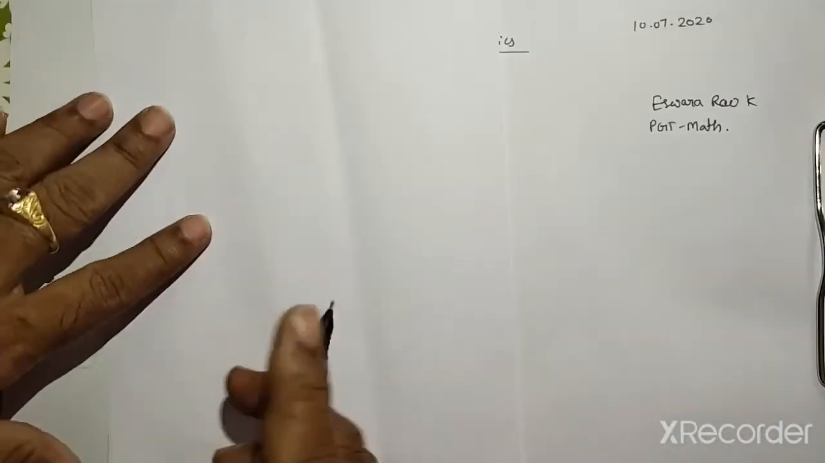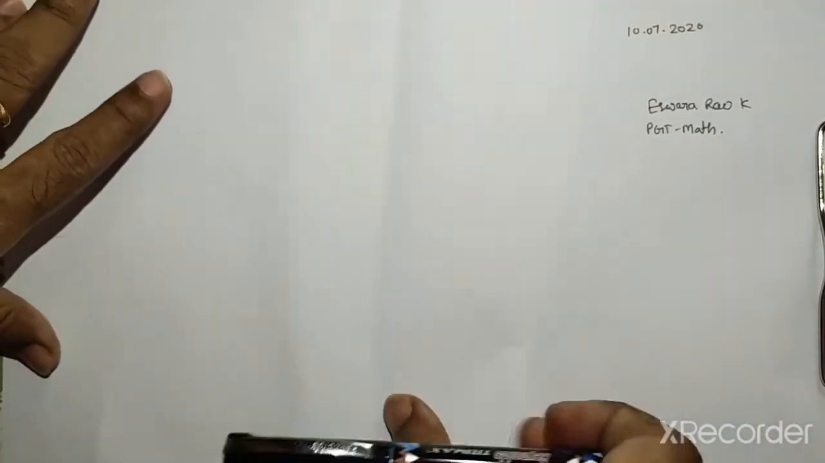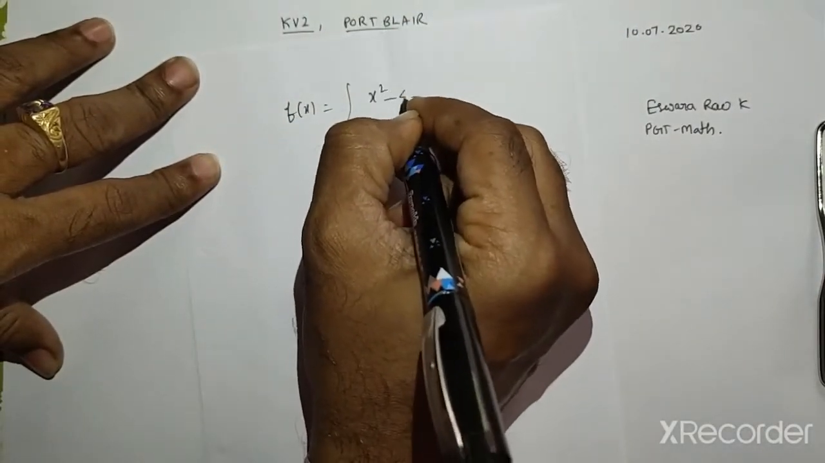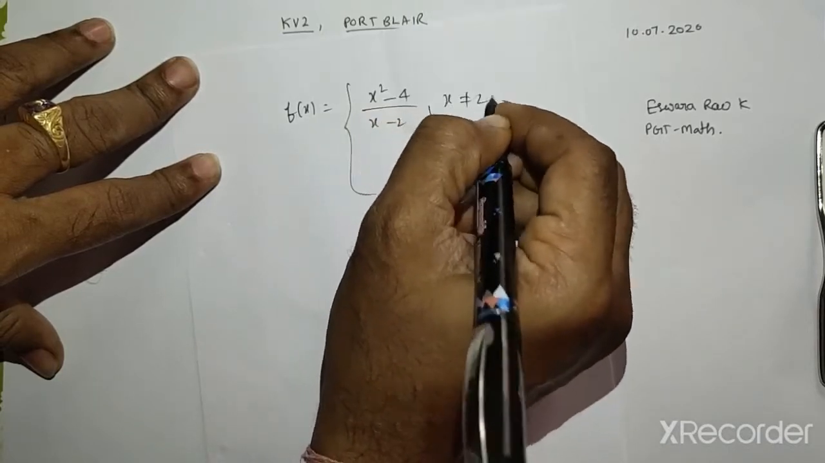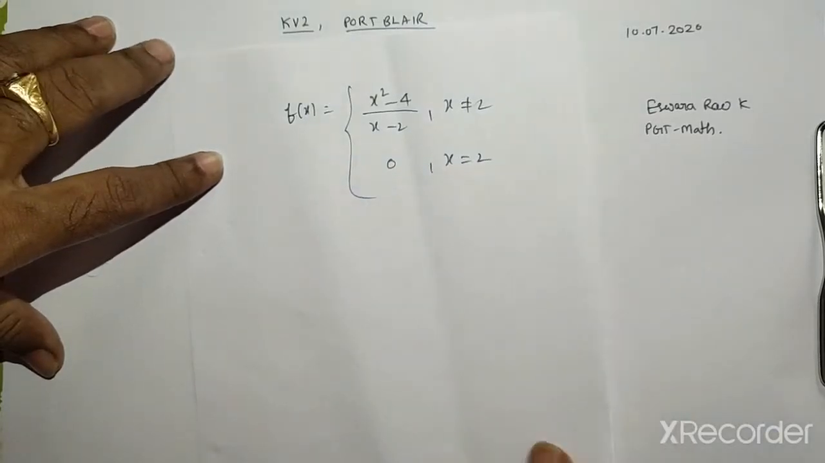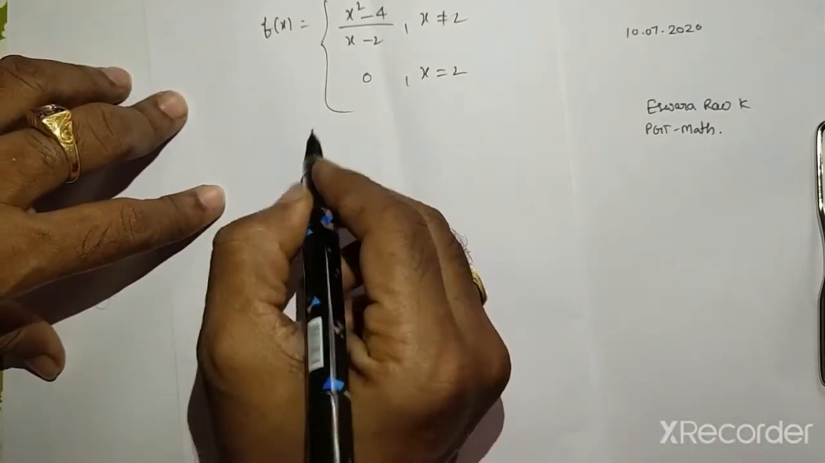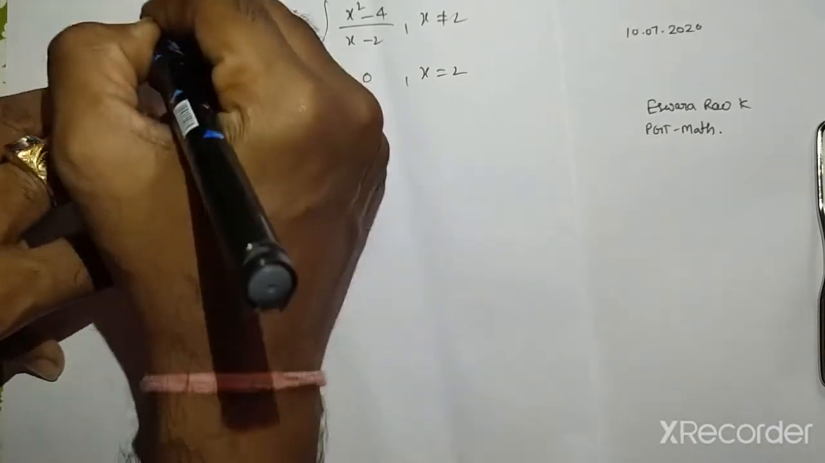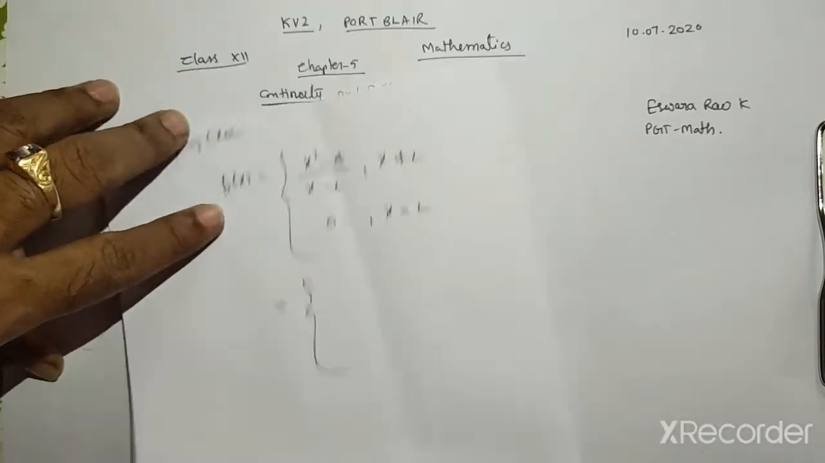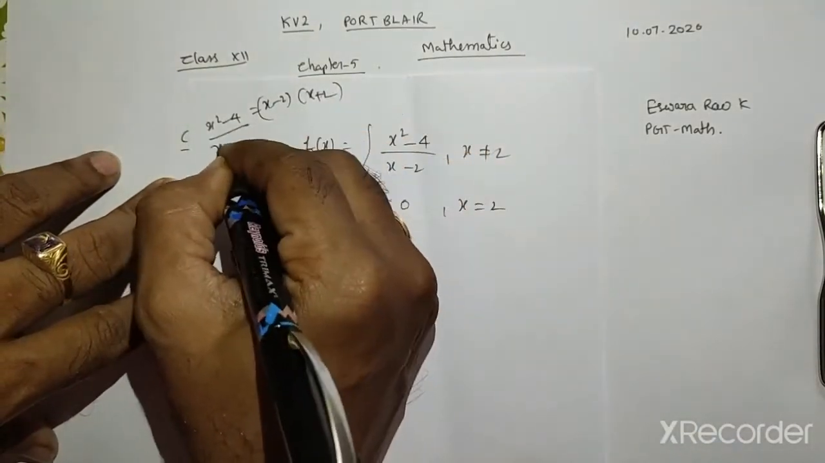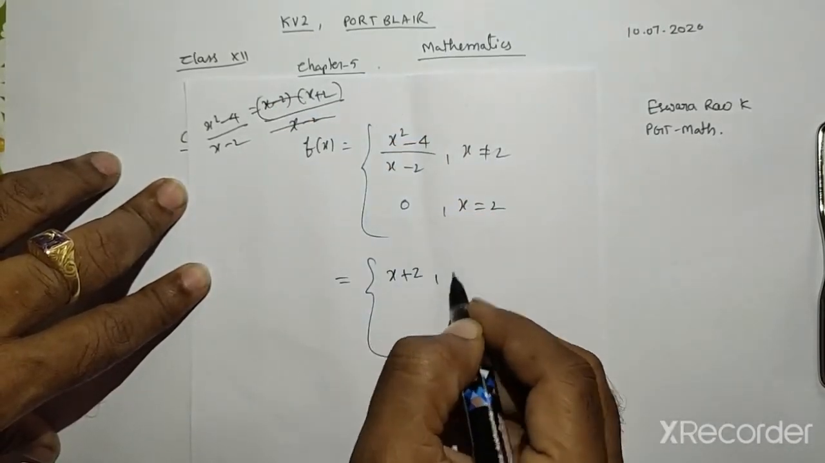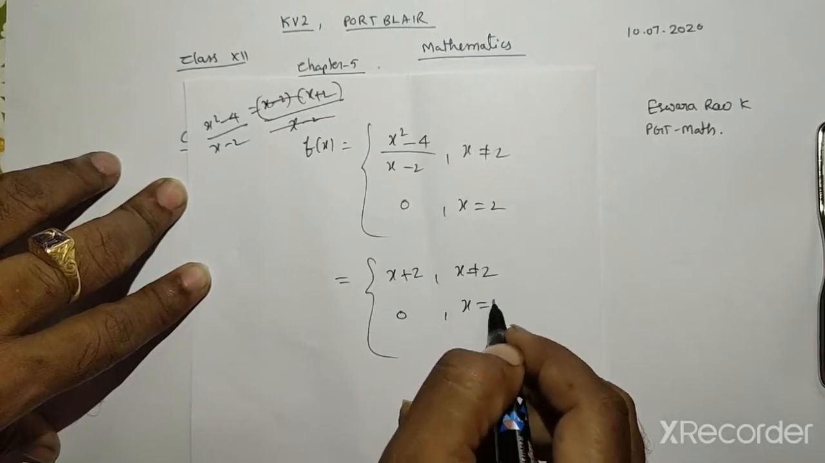One more example I will give you. f of x is equal to (x square minus 4) by (x minus 2) when x is not equal to 2, and it is 0 when x is equal to 2. This can be modified: x square minus 4 can be written as (x minus 2) into (x plus 2), divided by x minus 2. The x minus 2 cancels. So this is x plus 2 when x is not equal to 2, and 0 when x is equal to 2.